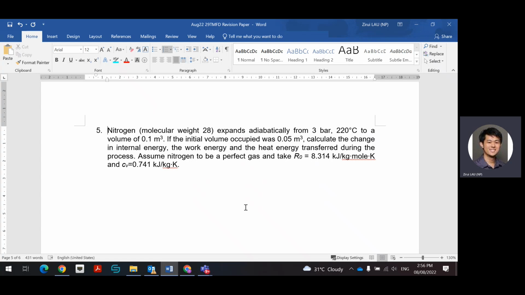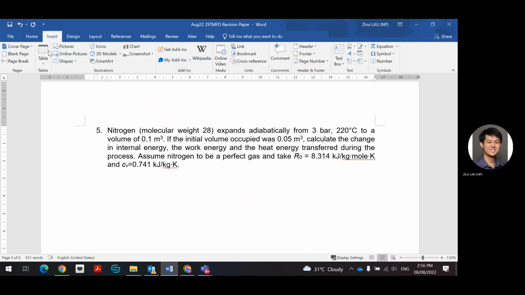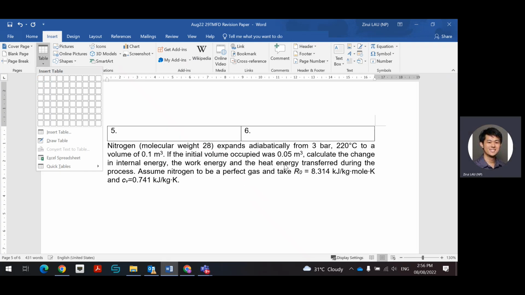Okay, next question. Nitrogen expands adiabatically from 3 bar 220 to a volume of 0.1. If the initial volume is 0.05, calculate the change in internal energy, the work done, and the heat transferred during the process. Okay. So we have our pressure and volume. Maybe let me just put in a table. Sorry.